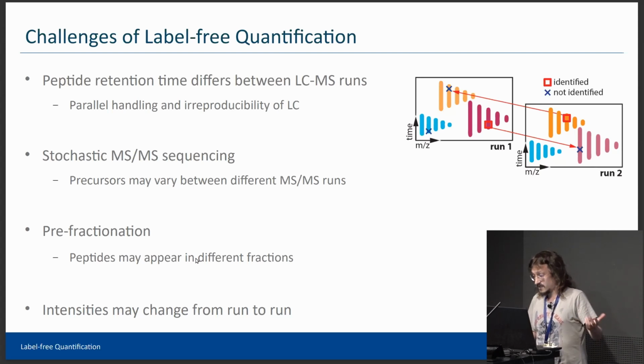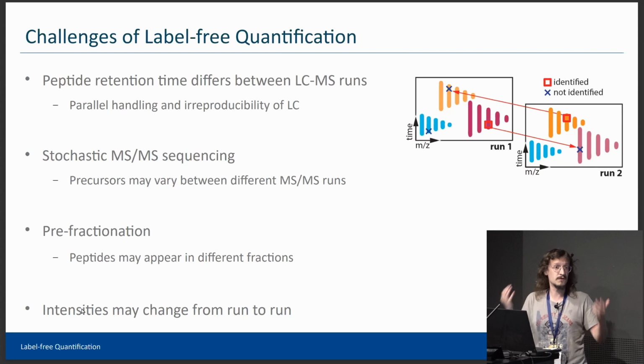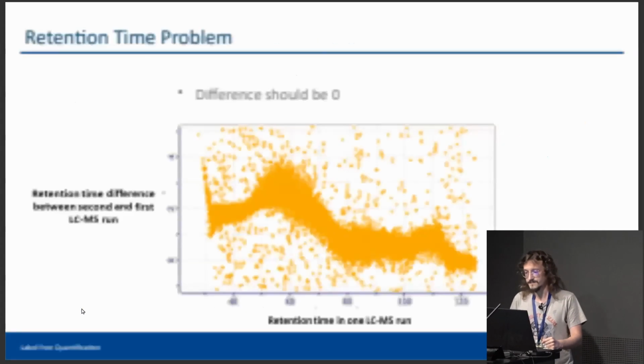And then also we have just a pure stochastic case that intensity may vary for who knows what reasons. Maybe it was just a bad day in which you did the second MS run and then your data are totally awful, and then you have very different intensities.